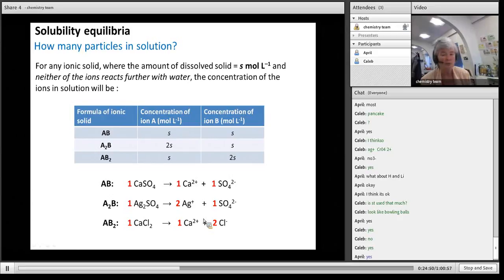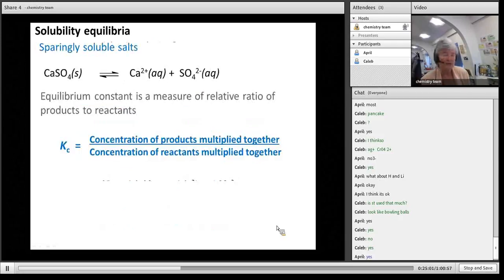If you carry on with chemistry at uni, then yes, you will. But here you're only given ions that don't react further. Okay, so we've got these ions, they dissolve in water. So we can write an equation for that, and we can say there's an equilibrium between them.